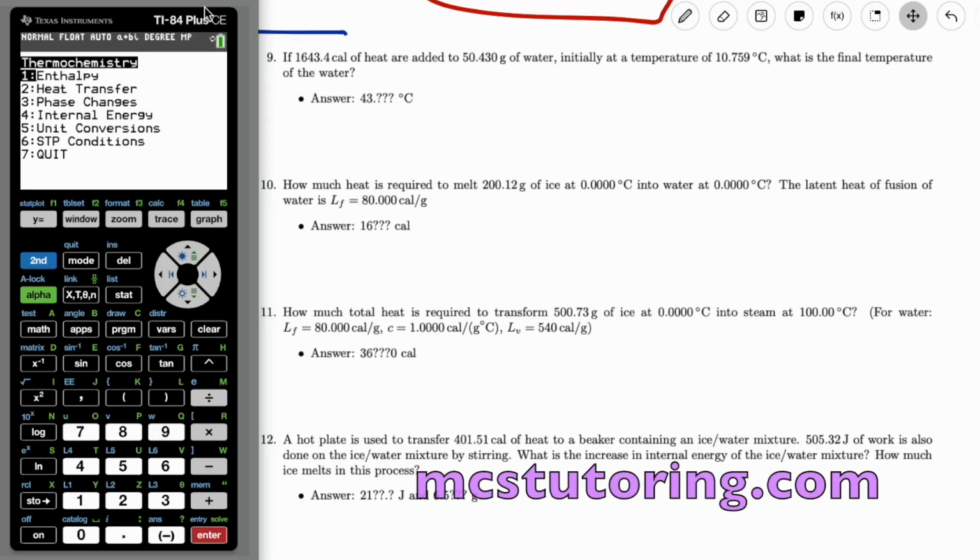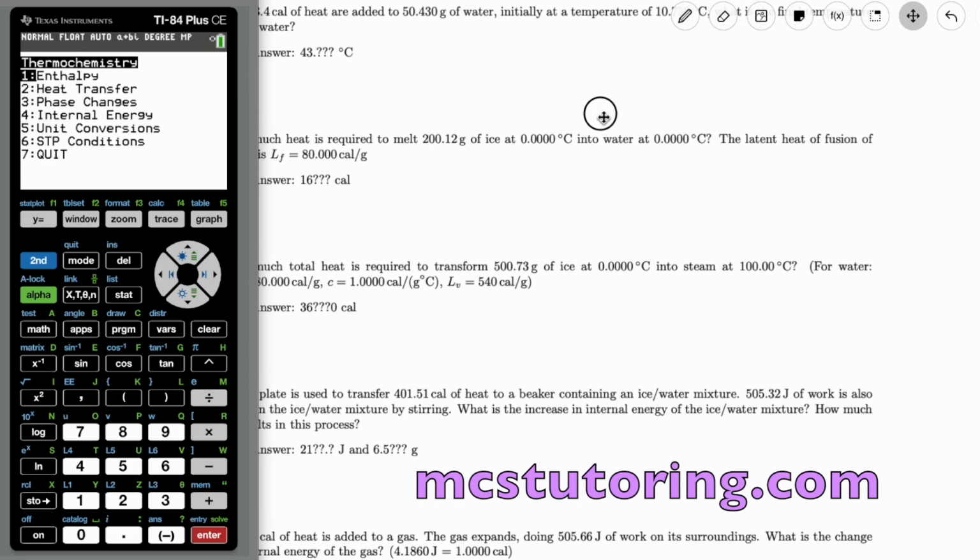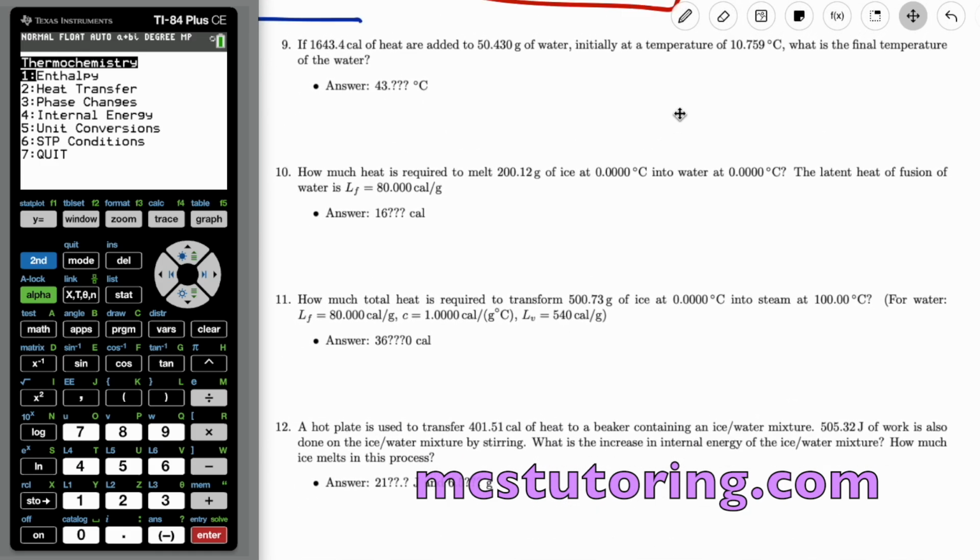It's for your TI-84 Plus CE calculator or TI-84 Plus CE Python. And we're going to go over these, I think it's like 5 problems here. I think I might get one wrong, so forgive me.